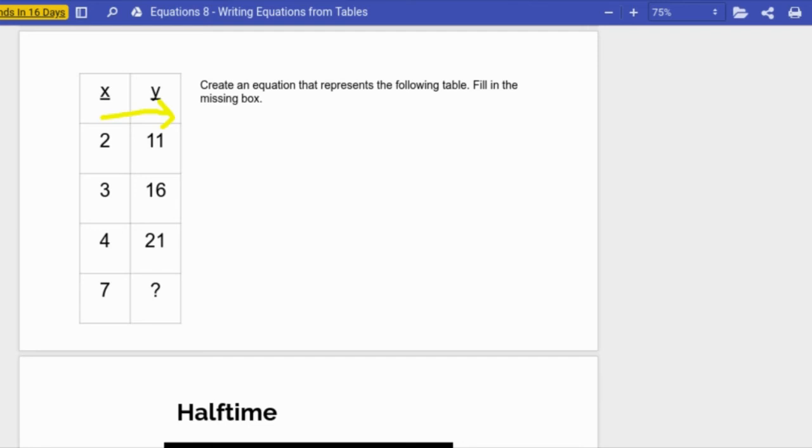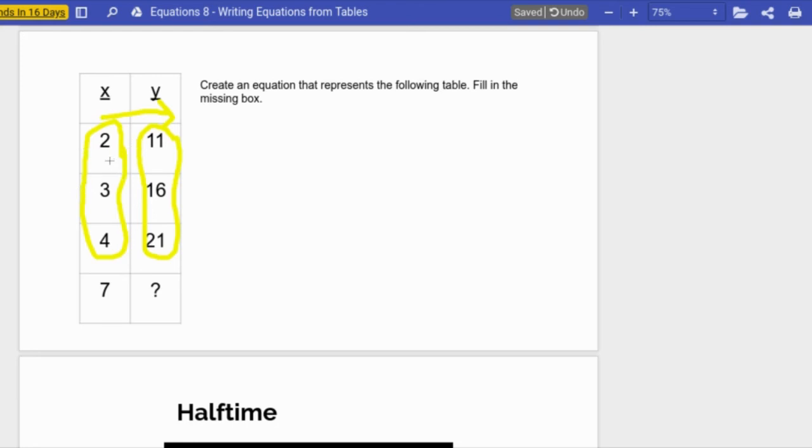So let's use our little trick that we learned last time. I'm going to find, actually I have 3 numbers that are right in a row on my X values: 2, 3, and 4. Now let's take a look at the Y values and see what's the difference in our Y values. So there's a difference here of 5. 11 plus 5 is 16, and 16 plus 5 is 21. So since the difference is 5, that means that I'm multiplying my x's by 5 as part of my rule.